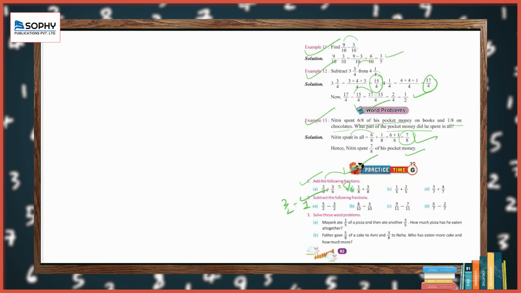In the next one, what we have to do, students, we have to solve these. Mayank ate 1/5 of a pizza and then ate another 3 by 5. So how much pizza has he eaten, students? So that means we will add. So 1 by 5 plus 3 by 5, that means he ate 4 by 5 portion of the pizza. That's how you have to complete the remaining part, students.